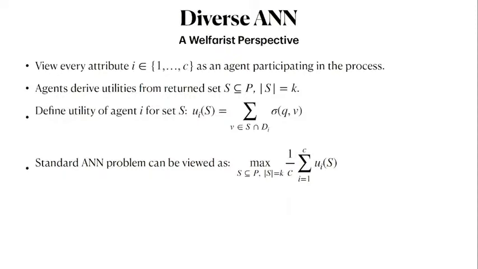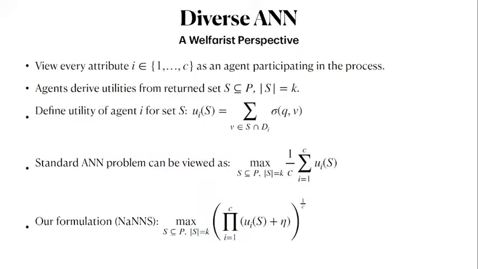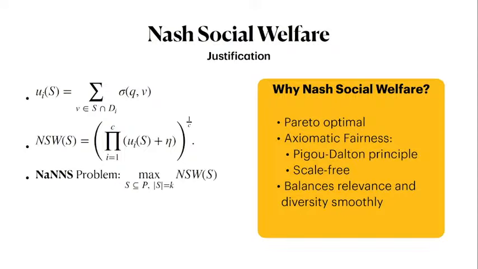And what is this problem? This is nothing but a social welfare maximization problem. This is the arithmetic mean of utilities of the agents. It's well studied in welfare economics. But what we figured out is that, to incorporate diversity, we can actually look at the Nash social welfare, which is the geometric mean of utilities of the agents. And it has very nice axiomatic properties. Here is a list of axiomatic properties that I'll not go into, but I can talk offline. And the nice thing is that it balances relevance and diversity smoothly.